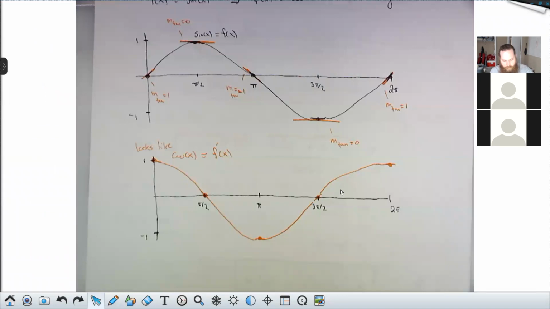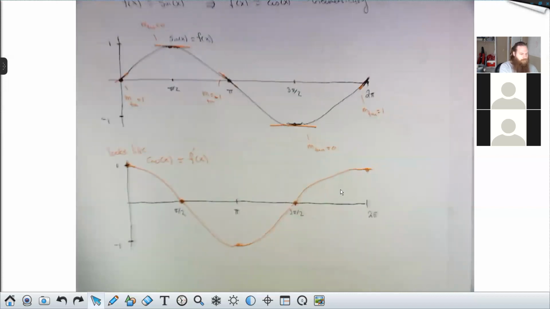So the next thing I would like to do is just get a little bit of practice cooking up derivatives of not just trig functions, but functions related to trig functions, functions that involve trig functions. So let's do some of that.